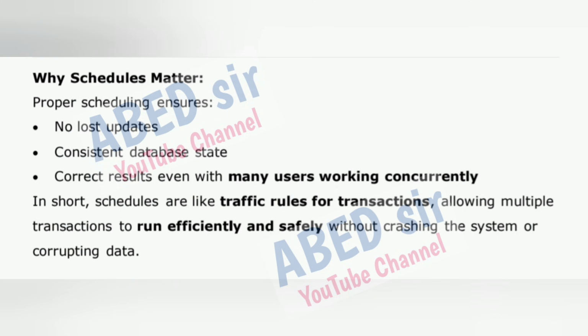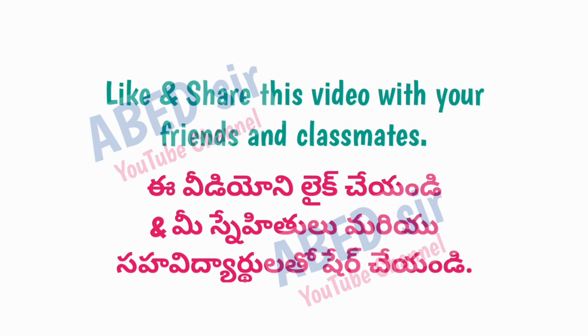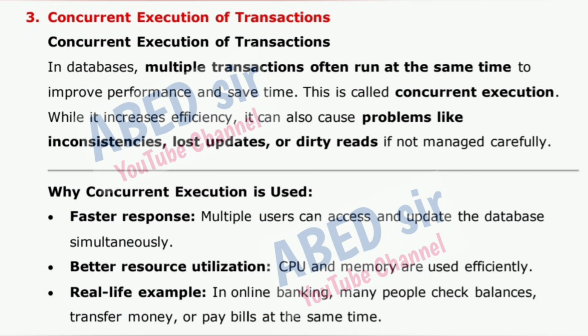Next important long question is 3. Concurrent execution of transactions. In databases, multiple transactions often run at the same time to improve performance and save time. This is called concurrent execution. While it increases efficiency, it can also cause problems like inconsistencies, lost updates, or dirty reads if not managed carefully.